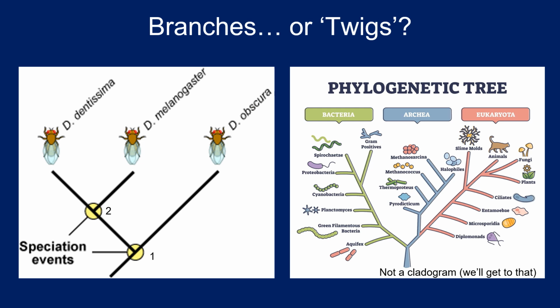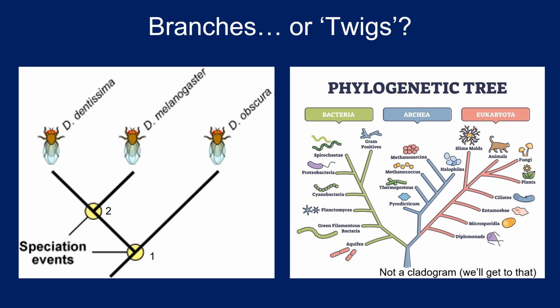Anyway, let's take a look at this first phylogenetic tree, this very simple one. There are 2 dichotomies. Remember, that's where branches split off. Another name for a dichotomy is a node. So we have node number 1 and node number 2, and those are speciation events.